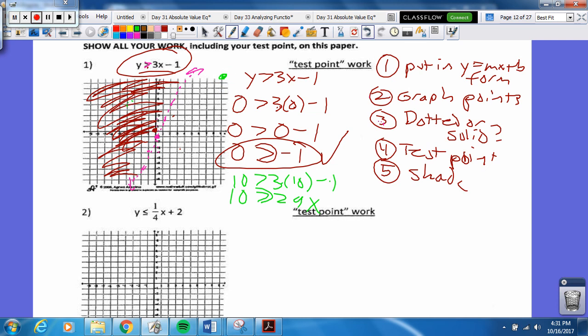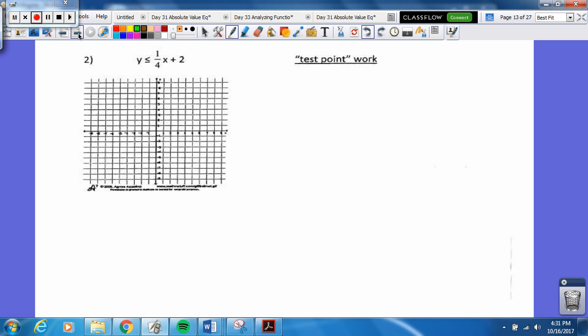Alright, I think we're getting it. Let's try this one right here. First thing, is it in y equals mx plus b form with the inequality? Yes, it is. So let's just graph the points. We got 2 here for my y-intercept, up 1 over 4. 1, 2, 3, 4. Down 1, over 1, 2, 3, 4, over there. You can pause the video right now and see if you can do the rest. If not, just keep with me, okay?